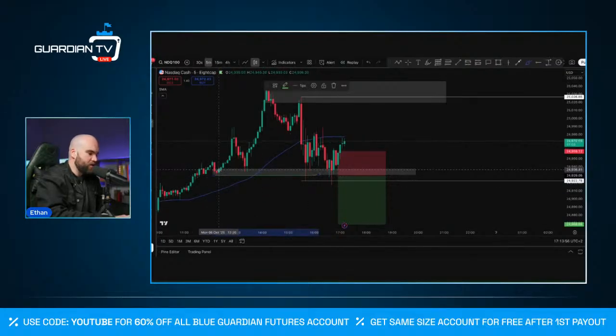We had this significant zone here. We've had price sweep it multiple times, and we've been safe. We haven't gotten into sells because we need price to break and close below before the trade becomes valid.